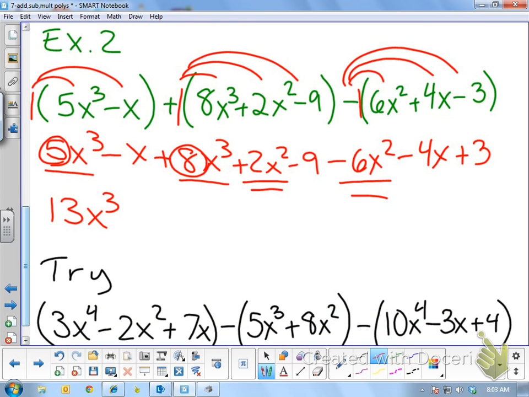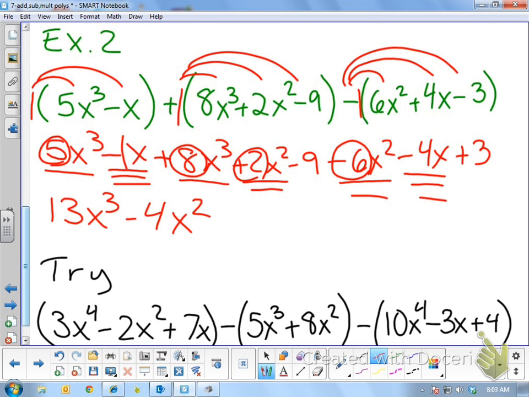So now we combine our squared terms. 2x squared minus 6x squared. Once again, we're combining the numbers in front. So 2 minus 6, because that 6 has a negative sign. So negative 4x squared. Then I get just my plain old x's. I have negative 1x and negative 4x. So that gives me negative 5x. And then just our plain old numbers, negative 9 plus 3 is negative 6.